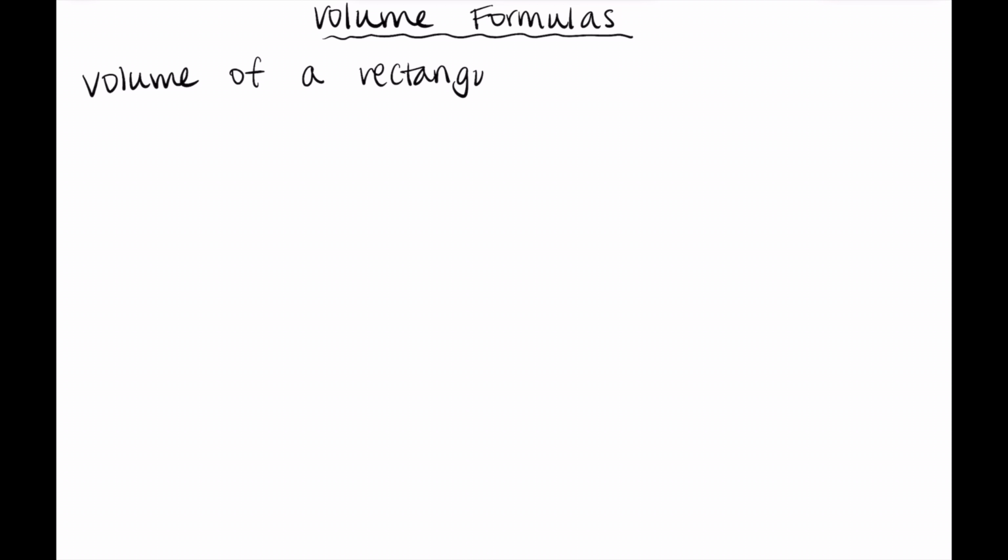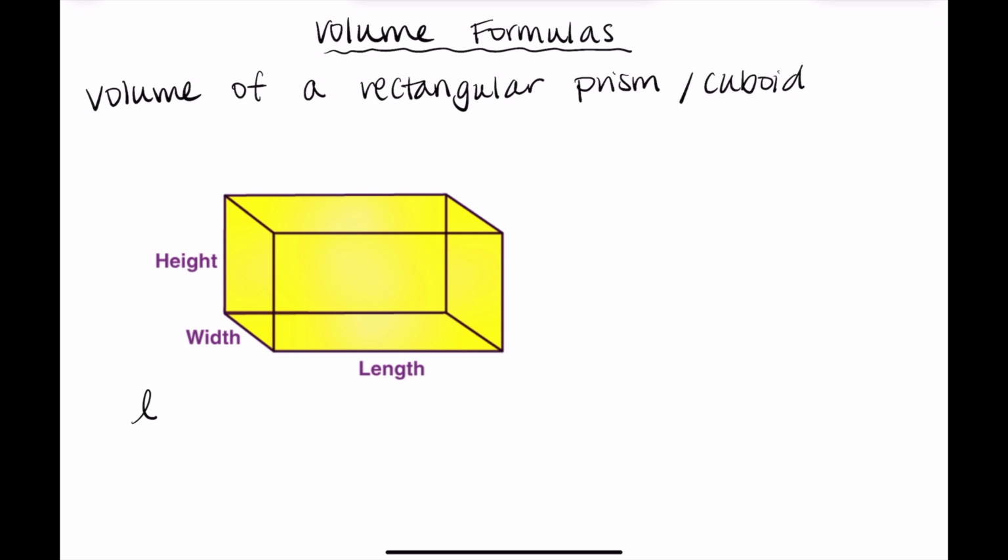So now that we have defined everything, we'll get into our volume formulas. The 2 shapes we will focus on for today, we will do volume of a rectangular prism as well as volume of a cube. So starting off with volume of a rectangular prism, or also sometimes referred to as volume of a cuboid, I'm going to put up an image here for us so we can see things visually.